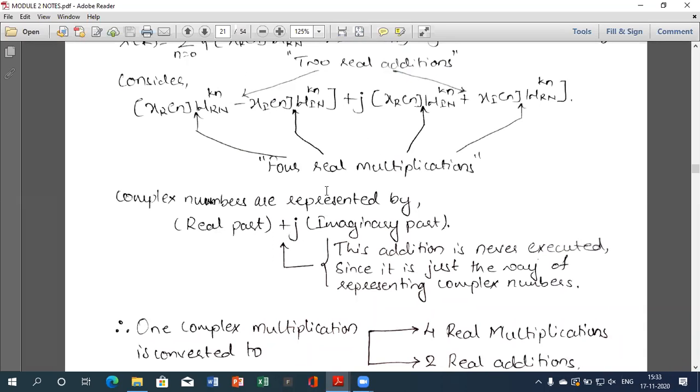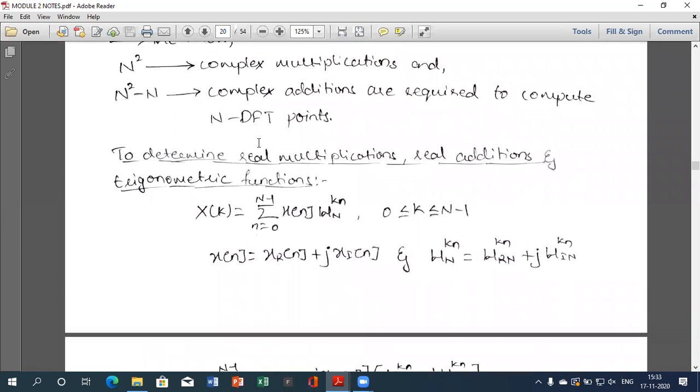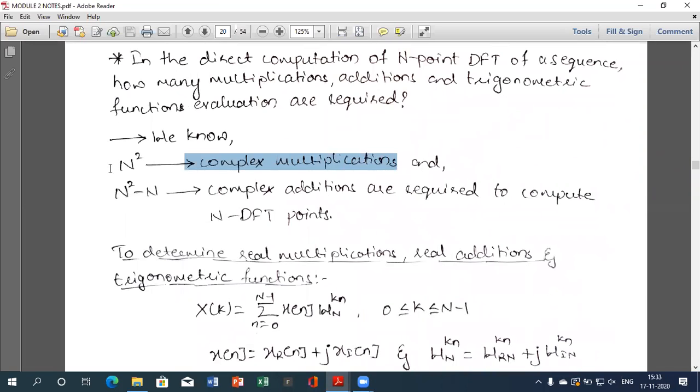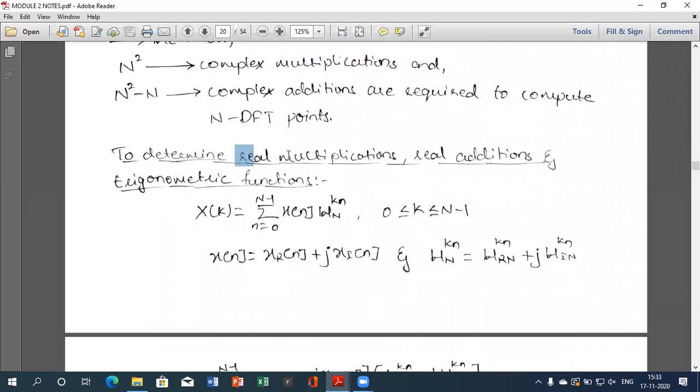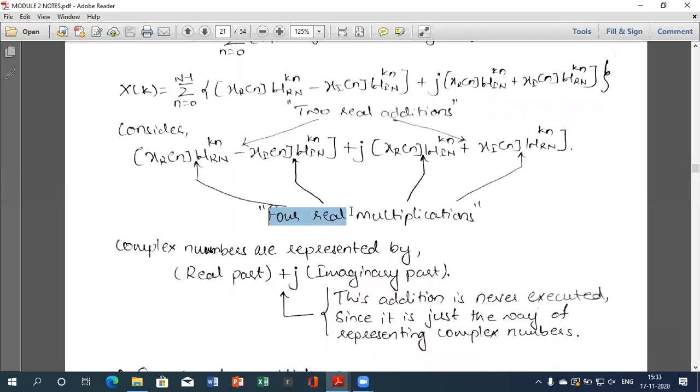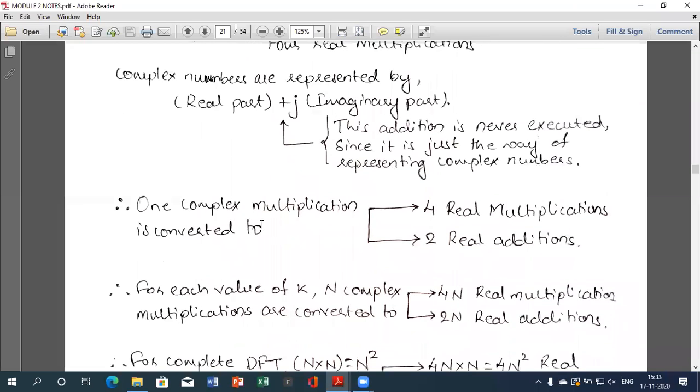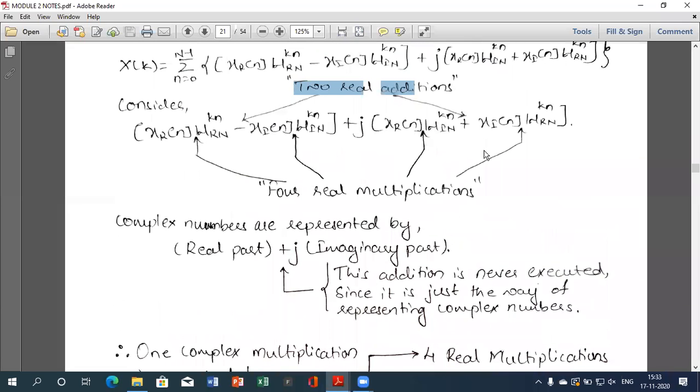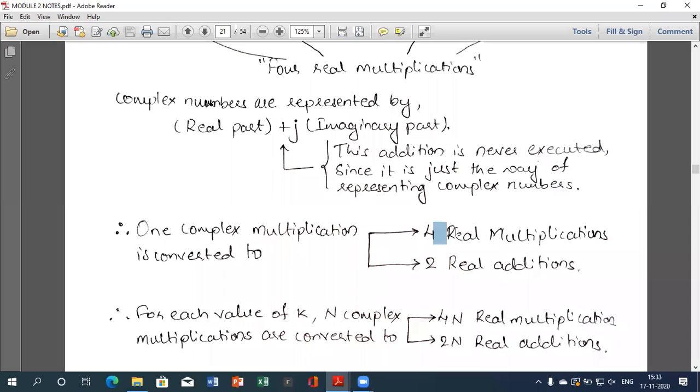So now from this we can say that it has 4 real multiplications and 2 real additions. This belongs to what? Complex multiplication. Here I'm considering complex multiplications, which are n square. From that I'm getting real multiplications and real additions. So from this I got 4 real multiplications and 2 real additions. Now we know that this is only for one complex multiplication. So what we got is 4 real multiplications and 2 real additions.